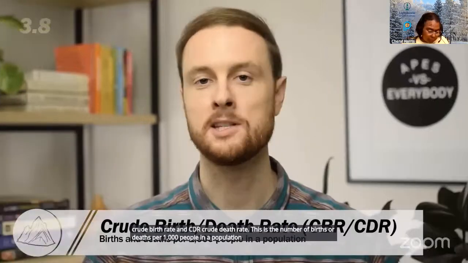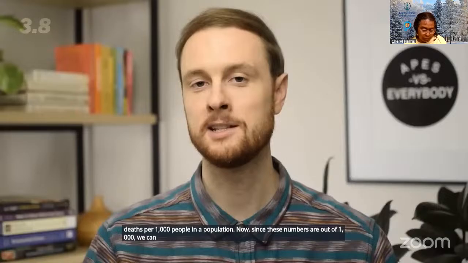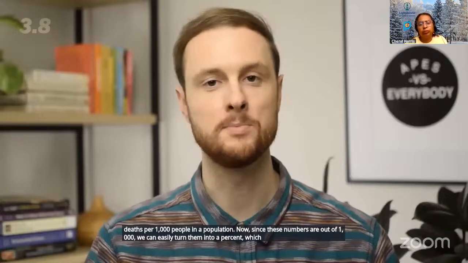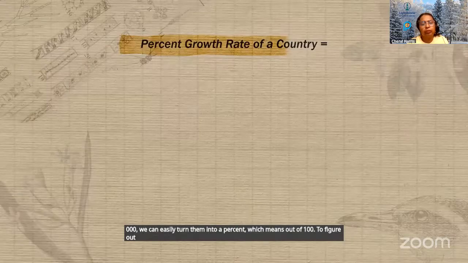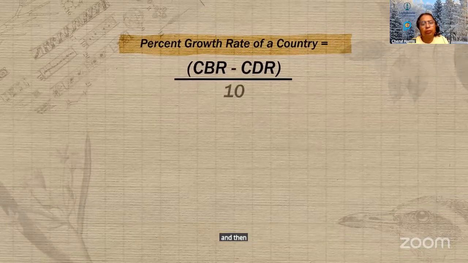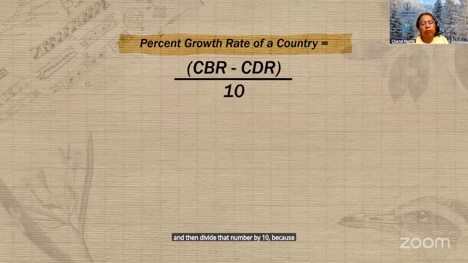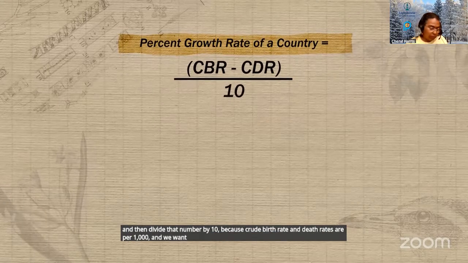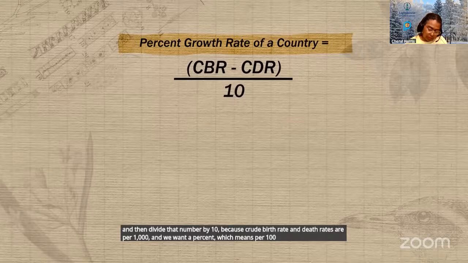Now, since these numbers are out of 1,000, we can easily turn them into a percent, which means out of 100. To figure out the percent growth rate of a country, we subtract CDR from CBR and then divide that number by 10 because crude birth rate and death rates are per 1,000 and we want a percent, which means per 100. So let's try a practice problem here quickly.